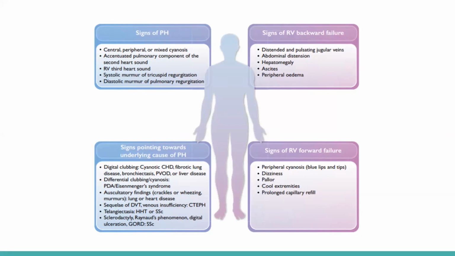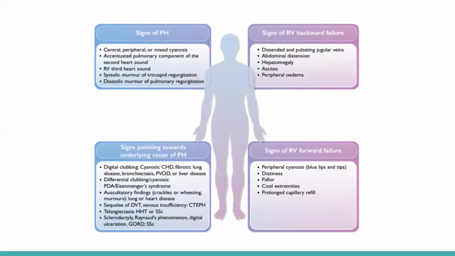The signs which are pointing towards the underlying cause of pulmonary hypertension are like digital clubbing because of cyanotic congenital heart disease or fibrotic lung disease or bronchiectasis, differential clubbing and cyanosis like in PDA or Eisenmenger syndrome, auscultatory findings like lung and heart disease, sequelae of DVT, telangiectasia, sclerodactyly, etc.